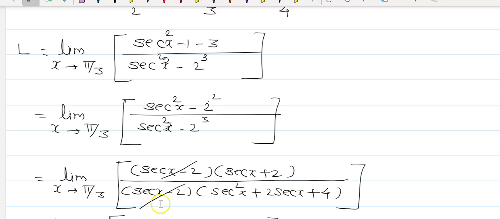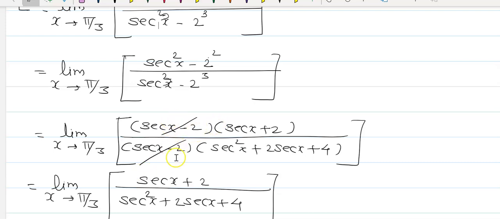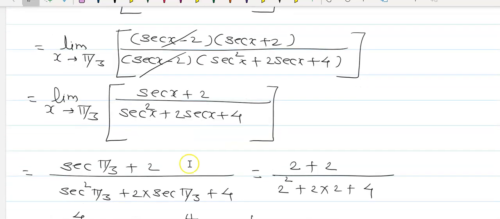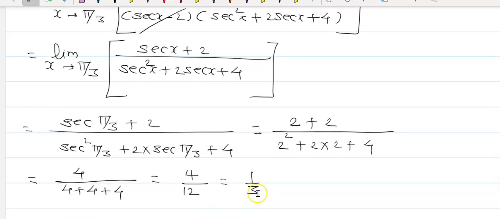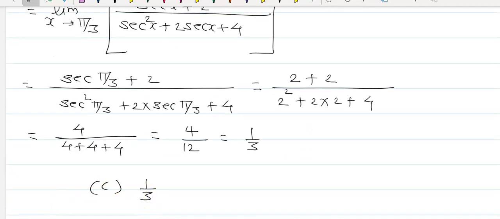and therefore it is written as, by using the formula a cube minus b cube, in first bracket sec x minus 2, second bracket sec square x plus 2 into sec x plus 4. Sec x minus 2 gets cancelled. Limit x tends to pi by 3, substitute the value of sec of pi by 3, that is equal to 2. Therefore sec square pi by 3 plus 2 into sec of pi by 3 plus 4, and after substitution you will get 4 upon 4 plus 4 plus 4, that is 4 upon 12, that is equal to 1 upon 3. Now next, option C is the correct one.